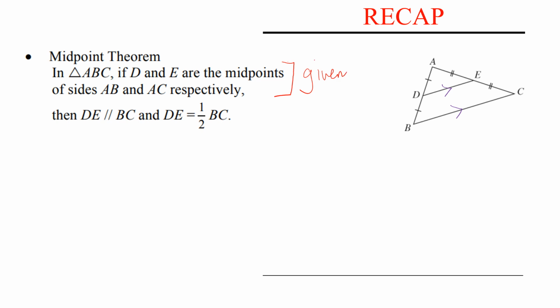And the midpoint theorem can only be used on the triangle. That's why it says in triangle ABC. So if this is the information that's given to you, then you can safely say that the line DE is parallel to BC and the length of DE is half times of BC. So this is the midpoint theorem.